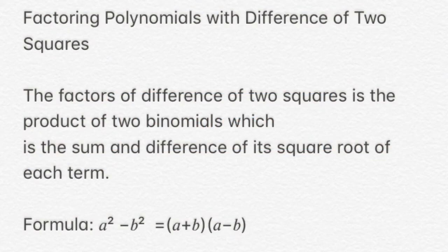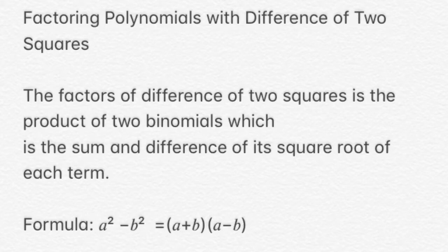In this video, I'll be discussing factoring polynomials with the difference of two squares. The factors of a difference of two squares is the product of two binomials, which is the sum and difference of the square root of each term. So we're going to have this formula: a squared minus b squared. The factor of that will be the quantity of a plus b times the quantity of a minus b.